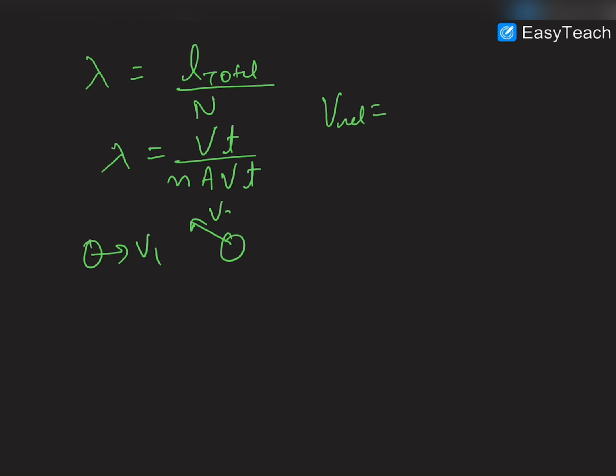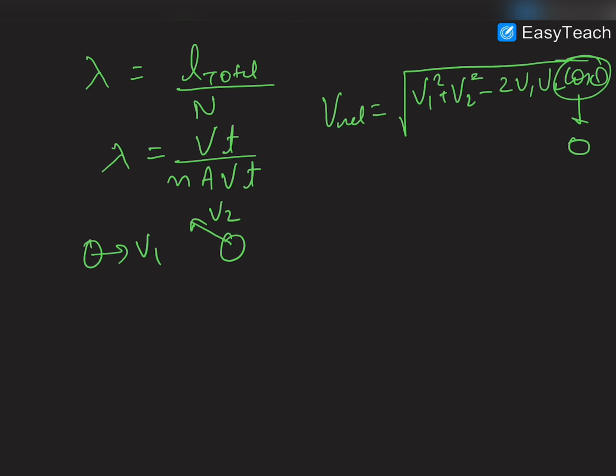So let us suppose that these two molecules are moving like that, so the relative velocity will be the square root of v1 square plus v2 square minus 2 v1 v2 cos theta. Now if we find the average, since v1 and v2 are random velocities, theta could take any value between 0 and 360. So the average value of cos theta in this range is 0. So v relative will be the root of v1 square plus v2 square.